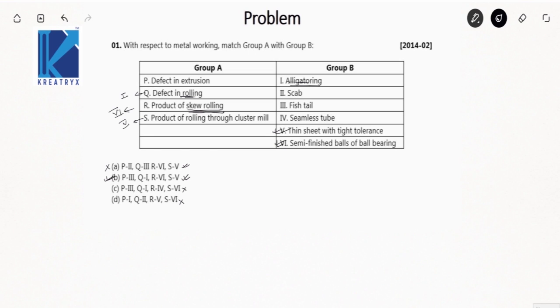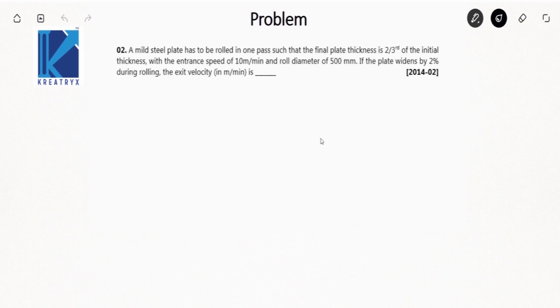Now moving to the next question. Again we can see that this is a GATE question from 2014. In this question they have mentioned that a mild steel plate has to be rolled in one pass. This is a one pass arrangement, such that the plate final thickness is 2/3 of the initial thickness. So let's say initial thickness is Ti. So Tf will be 2/3 of Ti.